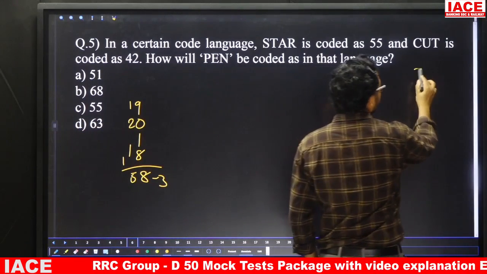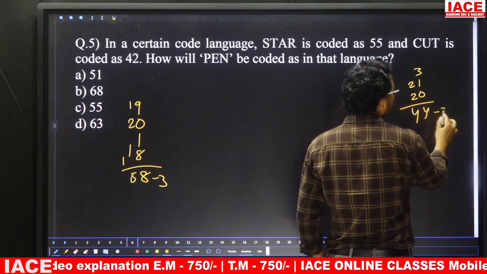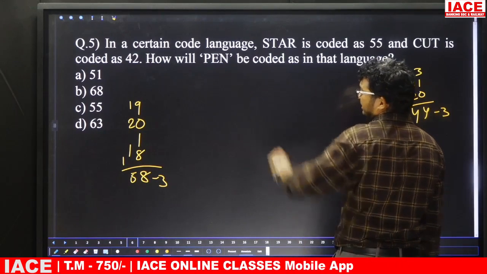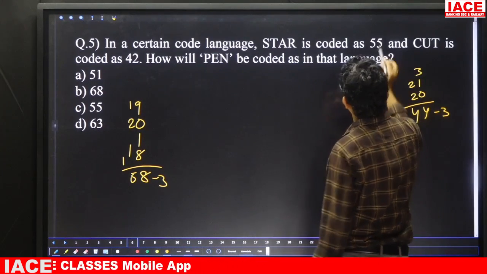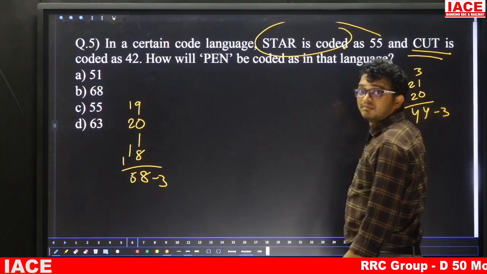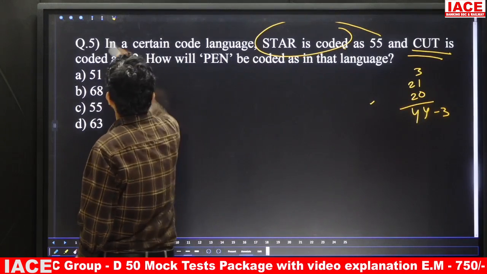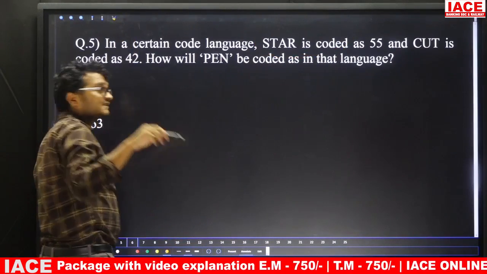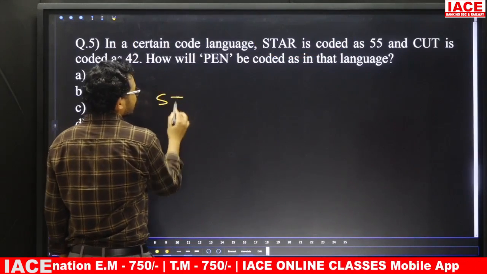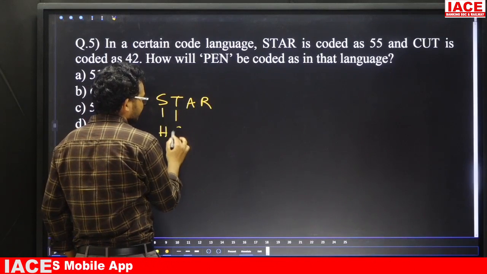C face value 3, U is 21, T is 20. Total is what? 44. 44 minus 3 is what? 41. But they have given 42. Friends, remember, whatever logic is applied for this one, the same logic will be applicable for this one also. But it is not applicable, which means the sum of the face values minus 3 is no chance. Then go for opposite letters. Here the given word is star. Friends, take here S opposite is what? H. T opposite is what? G.